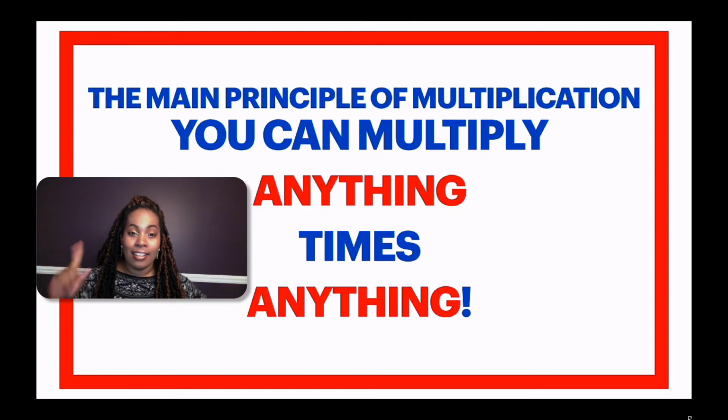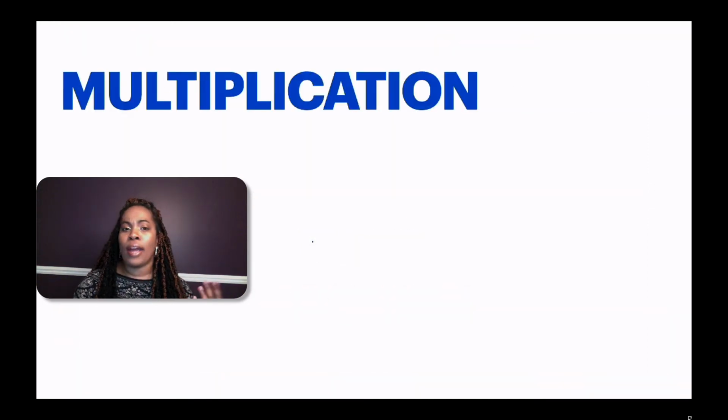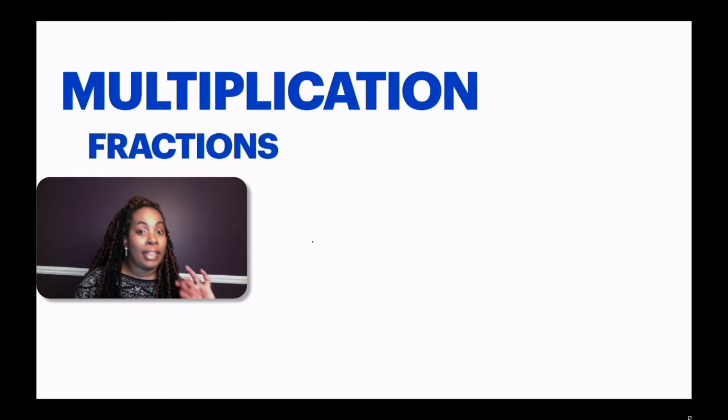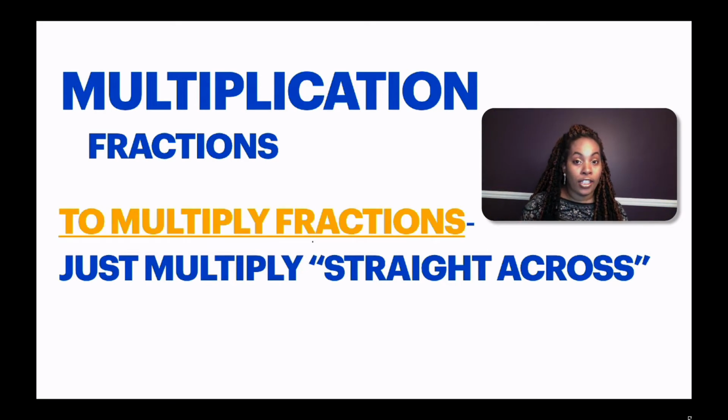Okay, so like I was saying, you can multiply anything times anything. So let's talk about what it looks like when you're multiplying fractions. I know that we've done this before, but this time I want to make sure that you write this down in your notes. In order to multiply fractions, just multiply straight across. You don't have to do all that fancy stuff like getting a common denominator, finding the CD, and all that. Just multiply straight across.